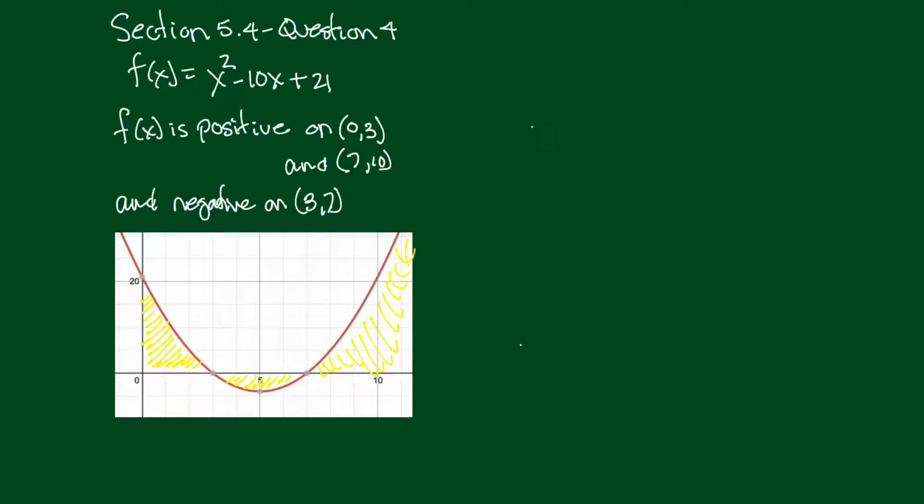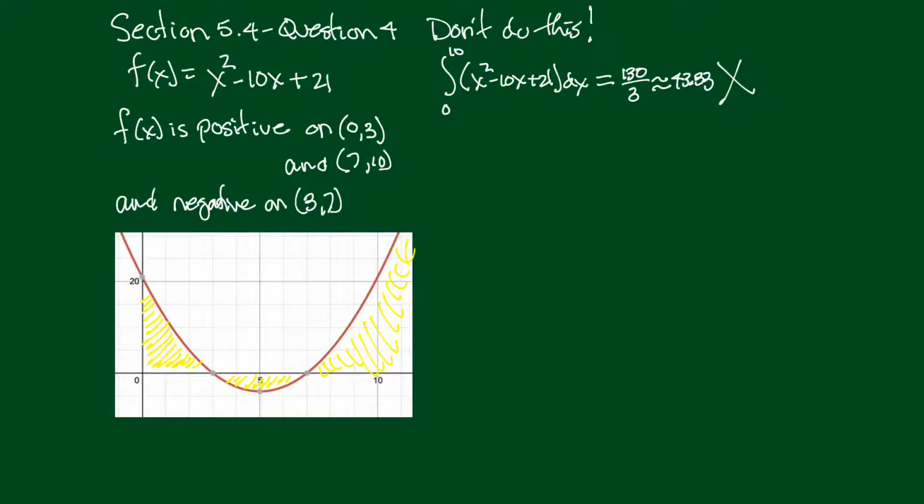Now, what we can't do is this. Don't just integrate from 0 to 10 of x squared minus 10x plus 21 dx. I already computed this out, and here's what I got over here. But this is wrong. This is not the area.